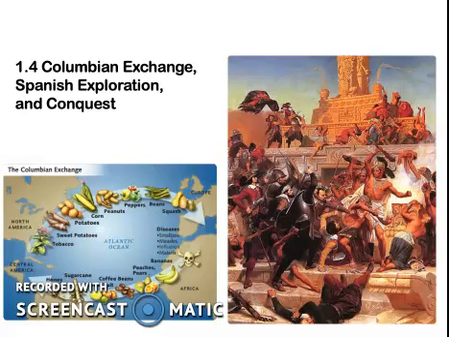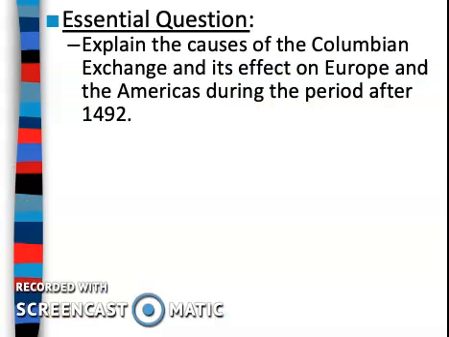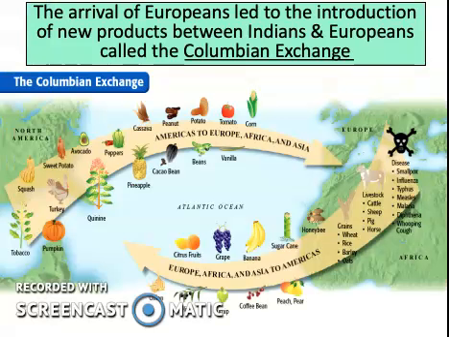Our essential question for today says, explain the causes of the Columbian Exchange and its effects on Europe and the Americas during the period after 1492. So the causes of the Columbian Exchange are really simple. It's the arrival of Europeans. And so the arrival of Europeans is going to lead to the introduction of new products between Indians and Europeans, simply labeled the Columbian Exchange.